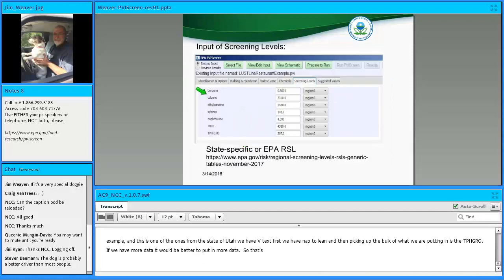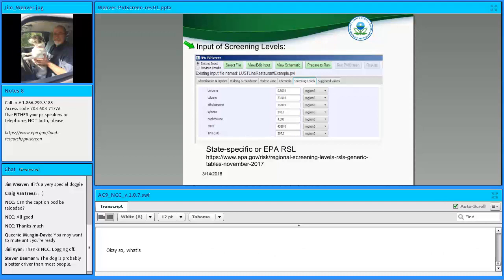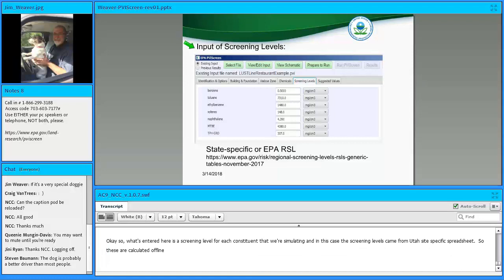Okay, for each of these constituents that we have, we need to have a screening level. So what's entered here is the screening level for each constituent that we're simulating. And in this case, the screening levels came from Utah's site-specific spreadsheet. So these are calculated offline and entered here as data. So the choices are the state-specific screening levels, or in other cases, the EPA RSLs, the regional screening levels. And I've given you the link for the EPA RSLs.